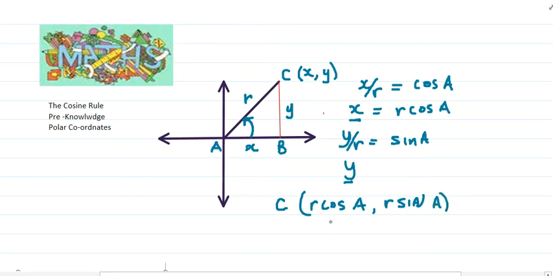So whenever we want to write our coordinates in the Cartesian plane in terms of polar coordinates, it's the radius times, for the x coordinate it's cos, and that makes sense, and for the y coordinate it is sine. So this is what we use as our pre-knowledge in proving the cosine rule. So let's get started with the cosine rule.